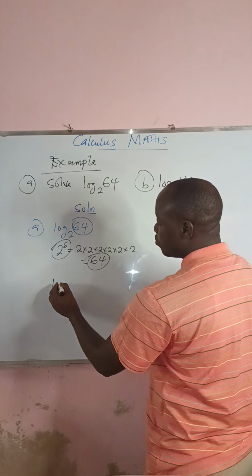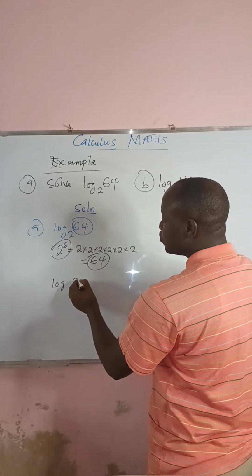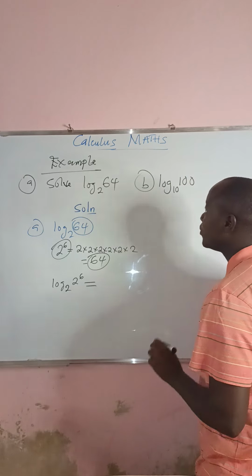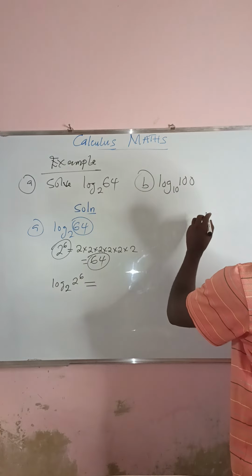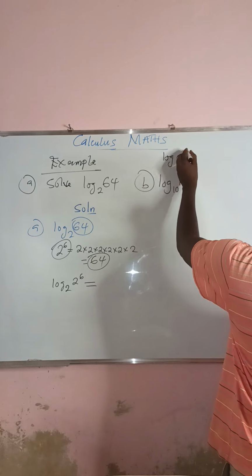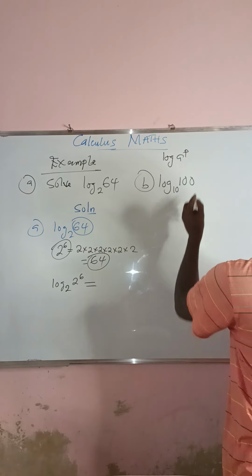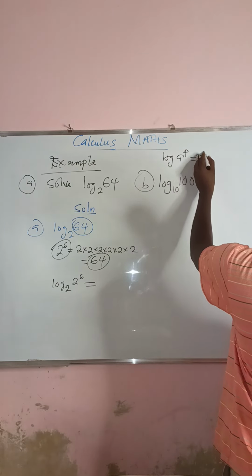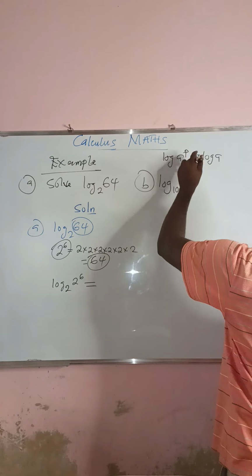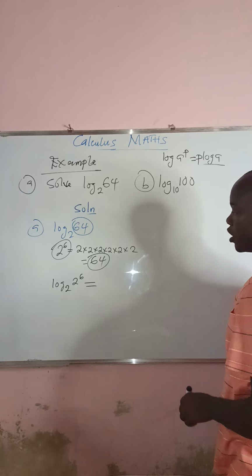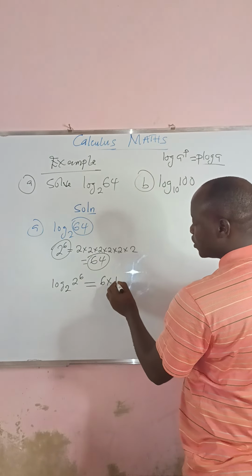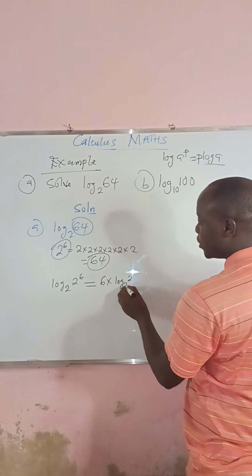So therefore, we now have log 2 raised to the power of 6 base 2. And according to the law of indices, when we have something like this, let's say log a raised to the power of p, this is the same thing as p log a. So this p will now multiply the log. Therefore, this one is now 6 times log 2 base 2.